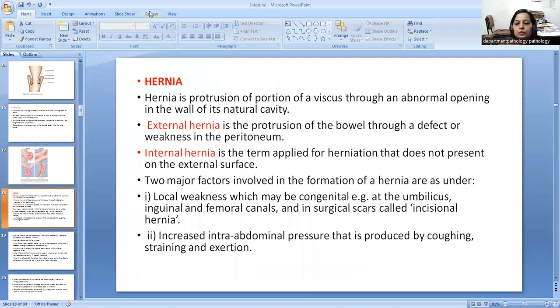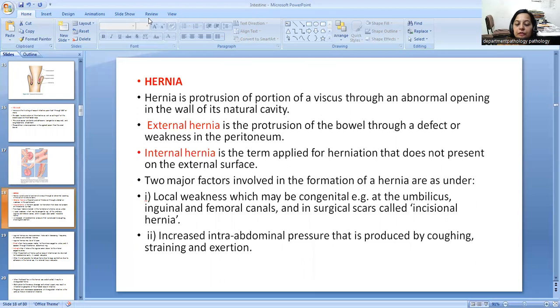Hernia is a protrusion of a portion of a viscus through an abnormal opening in the wall of its natural cavity. External hernia is the protrusion of the bowel through a defect or weakness in the peritoneum. Internal hernia is the term applied for herniation that is not present on the external surface. Two major factors are involved in the formation of a hernia.